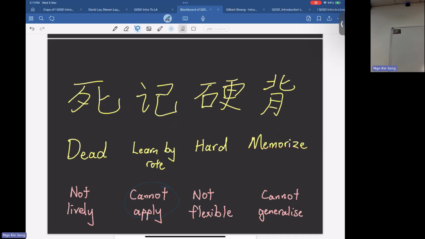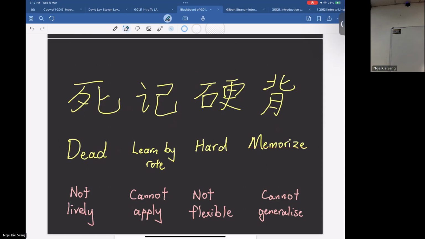Okay, and then hard, and then memorize. All those four bad words put together. Why are they bad? Because if you learn by rote, you can't really apply. You cannot apply to other places. You can only apply to that question.